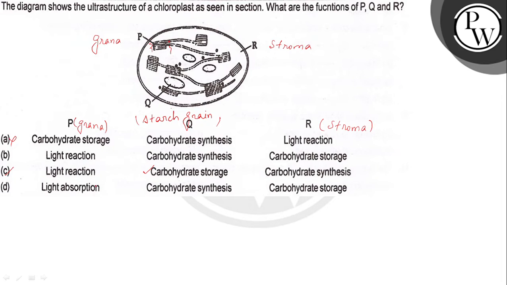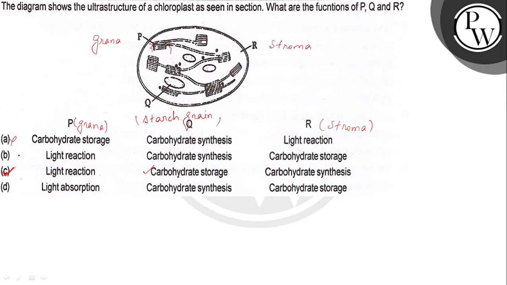Grana is given the function of light reaction. Yes, it's true. The light reaction of photosynthesis takes place inside grana. Then Q, that is starch grain, is responsible for carbohydrate storage. Yes, it's correct. And then R, that is stroma, is responsible for carbohydrate synthesis. That is also true. So the correct option will be option C.